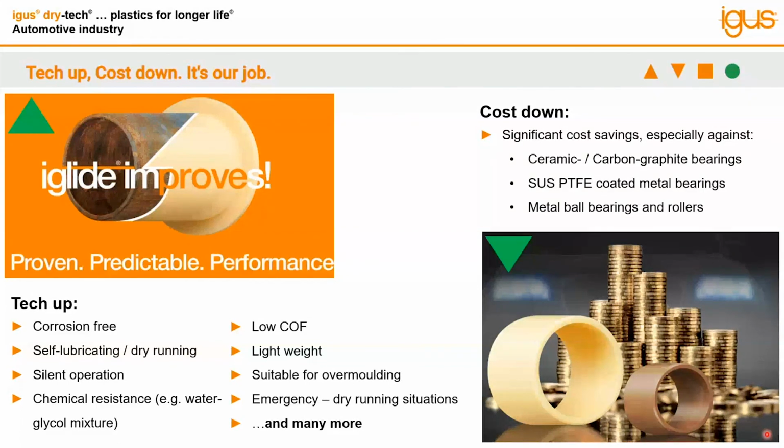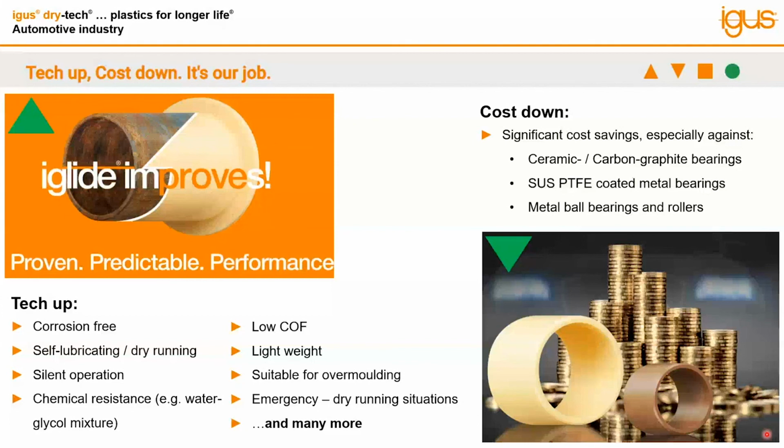And how we can improve cost, using just the bearing cost, we do offer significant cost advantages over ceramic or carbon graphite bearings, as well as PTFE coated bearings and metal ball bearings and rollers. But when it comes to cost down, it's not just the bearing itself that we look at, it's also the overall application. So we have bearings that are suitable for different types of shafts. They can be used on rougher shafts instead of polished shafts.